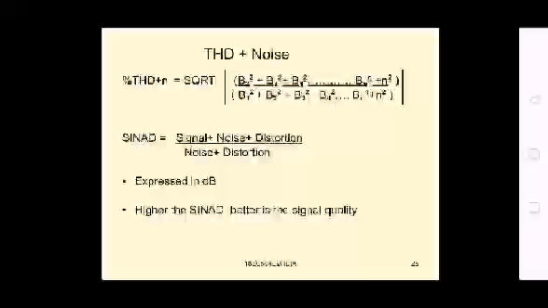It is also expressed in dB. When you have a higher SINAD, the signal quality is high, meaning noise and distortion should be low and the signal should be high. So the higher the SINAD, the higher the signal quality.